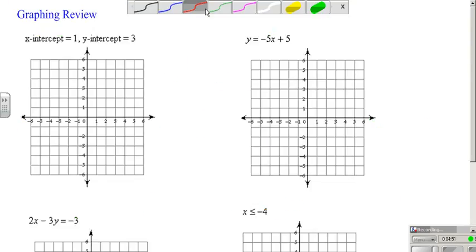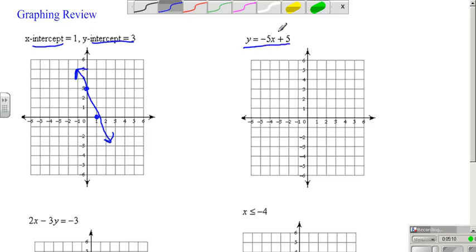Now let's look at some graphing examples here. Given the intercepts, that's the easiest place to start. Your x-intercept is 1, your y-intercept is 3, and you draw a mostly straight line.